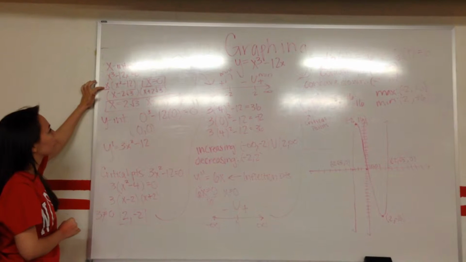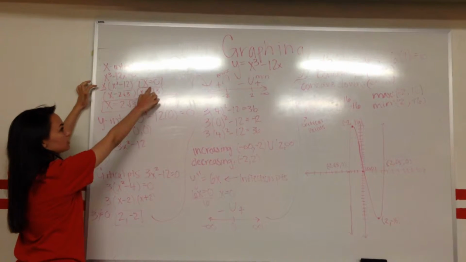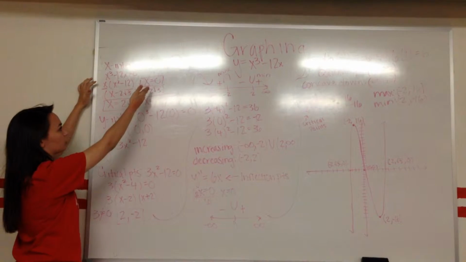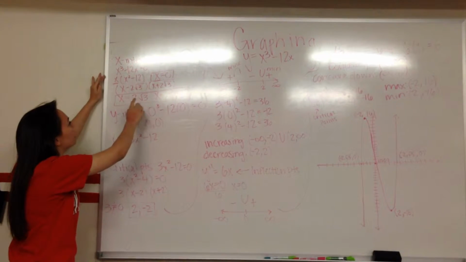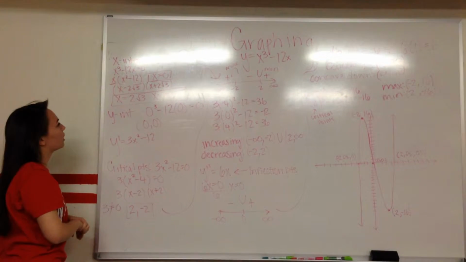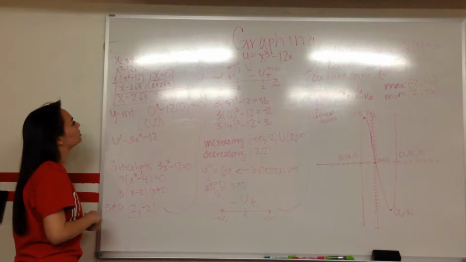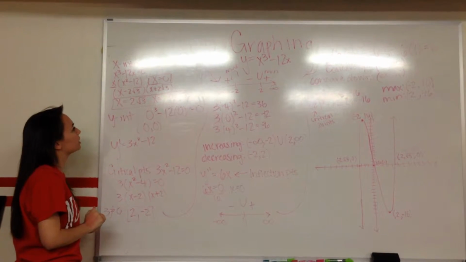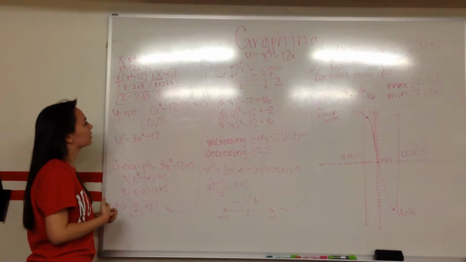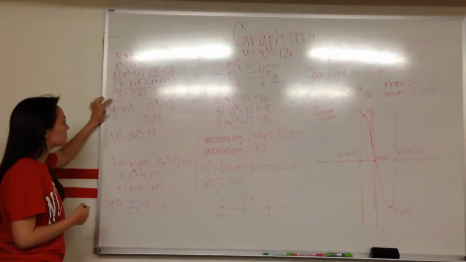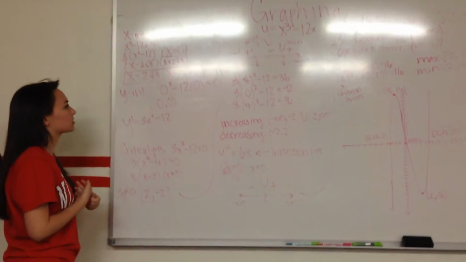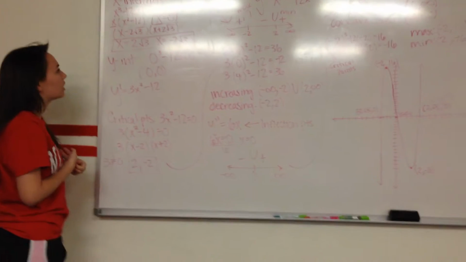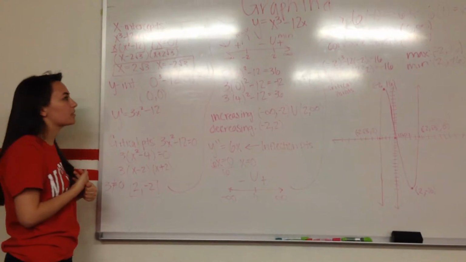And since you have an x on the outside, you can just set that equal to 0 over here, so one of your critical points is going to be 0. And then when you factor x squared minus 12, you get x minus 2 square root of 3, and then x plus 2 square root of 3. And that gives you x equals 2 square root of 3, x equals negative 2 square root of 3. And those are going to be all of your x-intercepts.